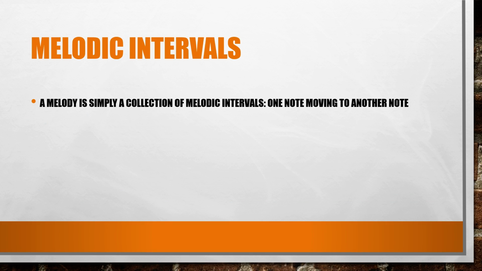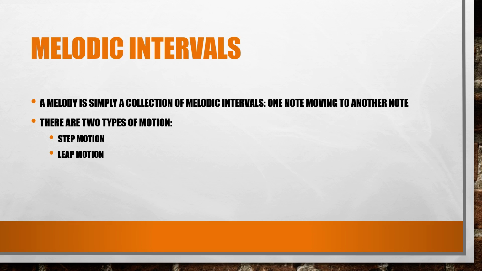Now, a melody is really just a collection of melodic intervals, one note moving into another note, which is really why we've been focusing so much lately on learning what intervals are so that we can describe how a melody functions. Now, there are 2 different ways that we can move between notes. We can move in step motion, or we can move in leaping motion. These do have official names like conjunct and disjunct motion, conjunct being step motion, but I'm not going to worry too much about the terminology when you can just as easily make yourself understood by saying step motion and leap motion.